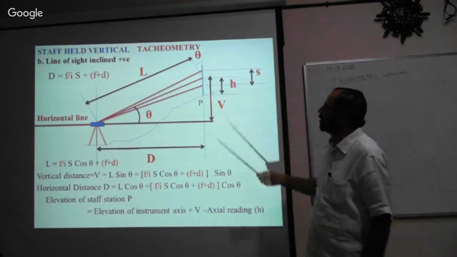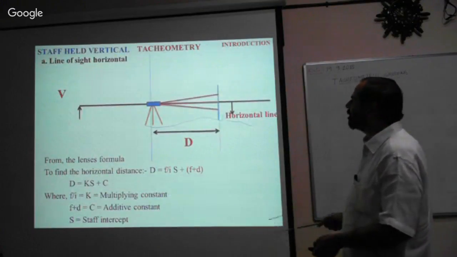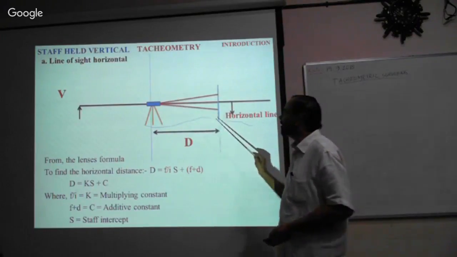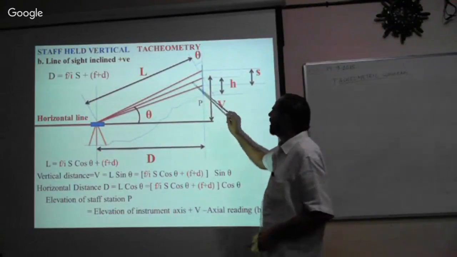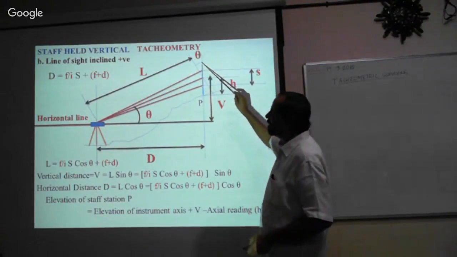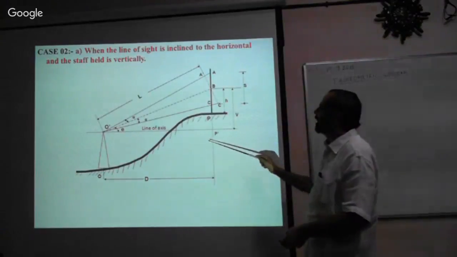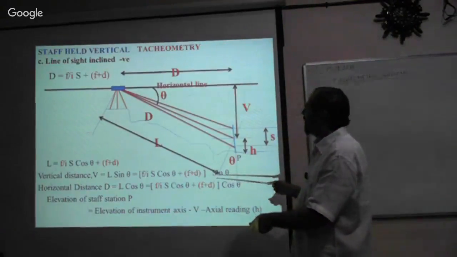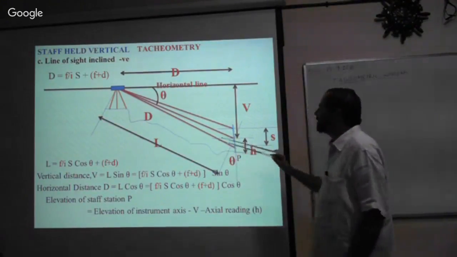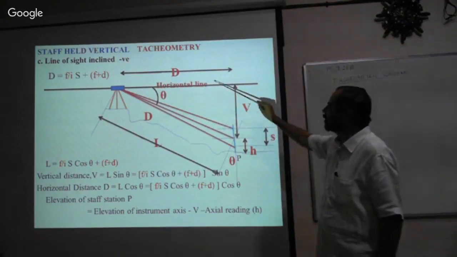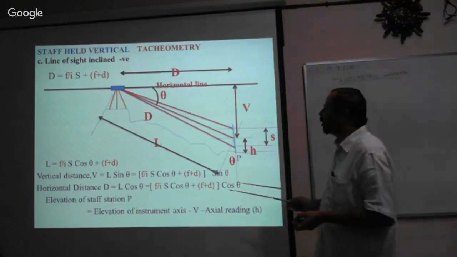That completes the problem. Now we have discussed two cases. One case is the line of sight horizontal and staff vertical. The other case is line of sight inclined and staff vertical. Let us see one more case. This is the diagram taken from the textbook, and this is the third case. The line of sight is inclined negative, that is downward. What we have discussed in the previous case holds good here also.